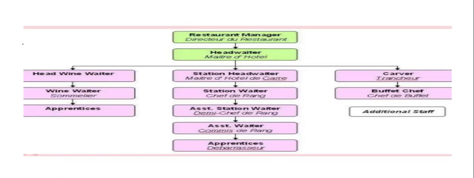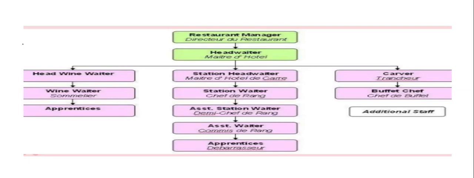So as you can see here on the illustration, we have the restaurant manager, followed by the head waiter, and then we have the head wine waiter on the left side of the chart, then along with the wine waiter or the sommelier and the apprentices. And then on the other side, we have the carver, buffet chef, and if ever the organization will have another number of staff, we can consider that as the additional staff.